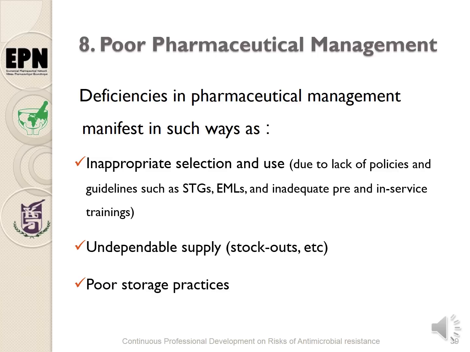If drugs are not appropriately selected, then the wrong drug is likely to be prescribed for an infection. Apart from inappropriate selection, undependable supplies can also drive inappropriate use of antimicrobial agents and eventually contribute to antimicrobial resistance. More often than not, health workers will dispense an antimicrobial agent not because it was prescribed, but because that was the best available option for that particular point. And this is a direct reflection of the pharmaceutical management systems that are present in a facility.